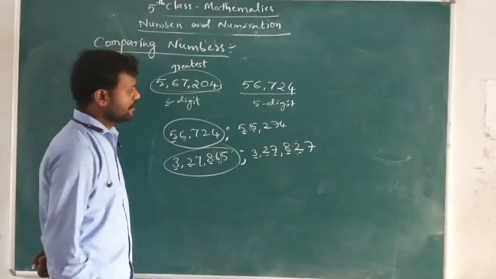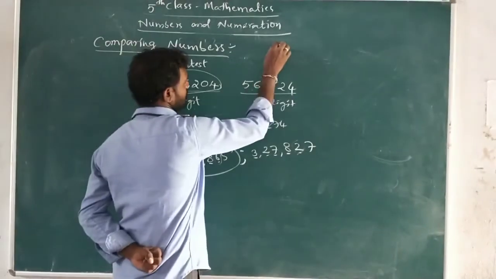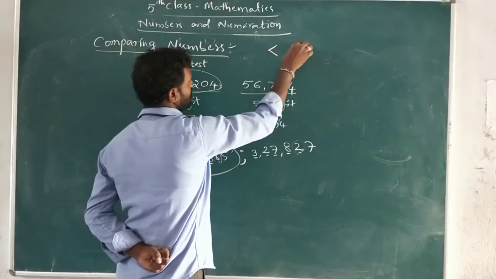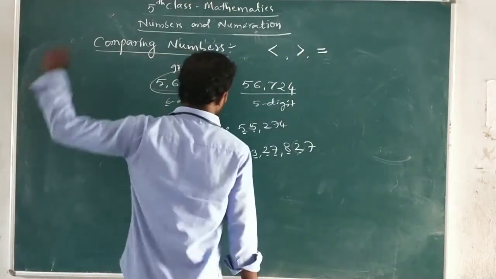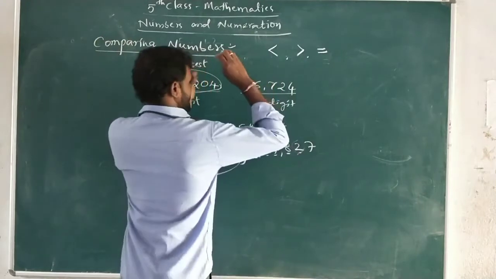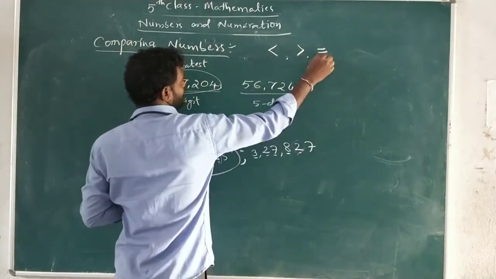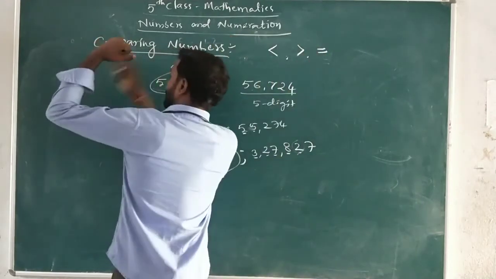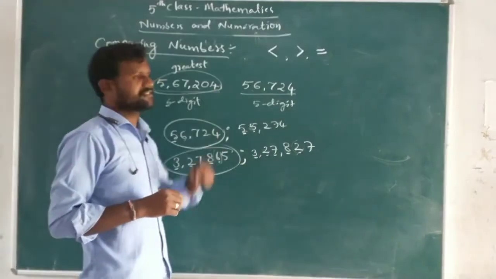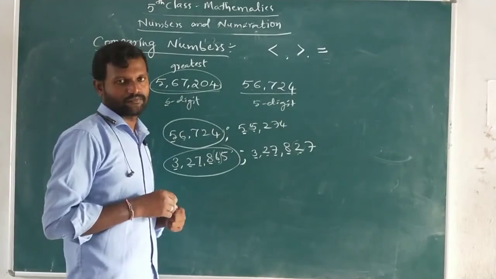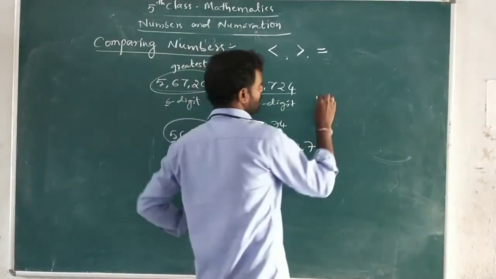Next one more is writing the symbols: less than, greater than and equal to. Less than, greater than, and this is equal. So use these symbols between the two numbers. I am giving two numbers here.